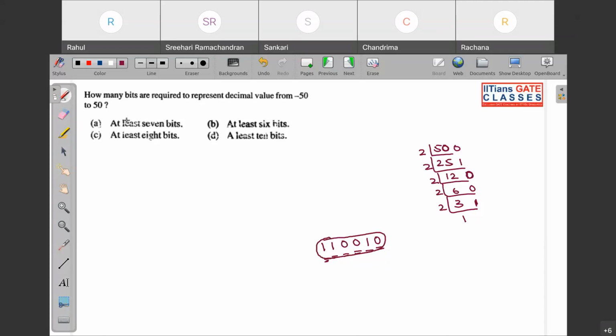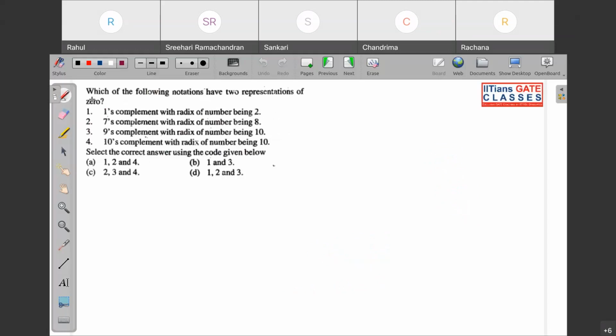If you take 6 bits, where will you place the sign bit? You cannot do that. So you need one more bit for your sign bit. This is +50. If you want to represent -50, this will be 1 1 0 0 1 0. So at least how many bits do you need? You need 7 bits. So option A is your correct answer. Now this one, tell me.